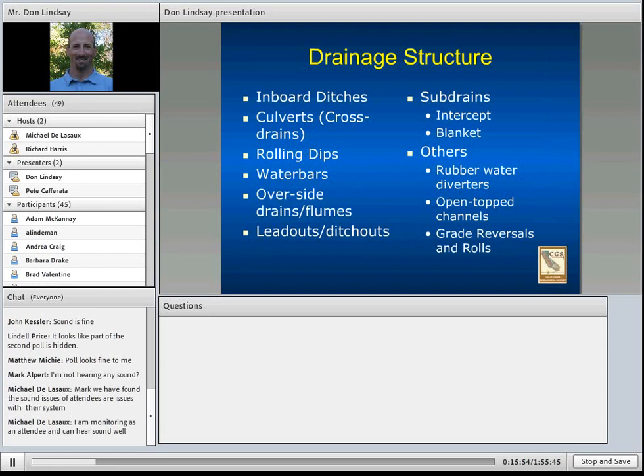Regardless of the road shape, drainage structures are necessary to properly control drainage. Here are a few of the more common types of drainage structures. We will discuss each one of these separately.